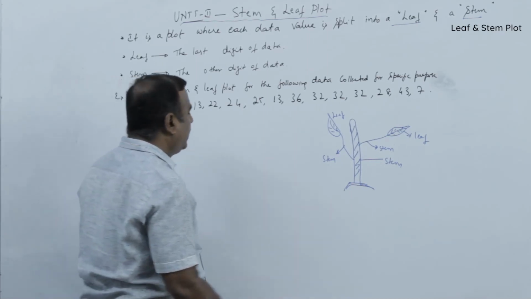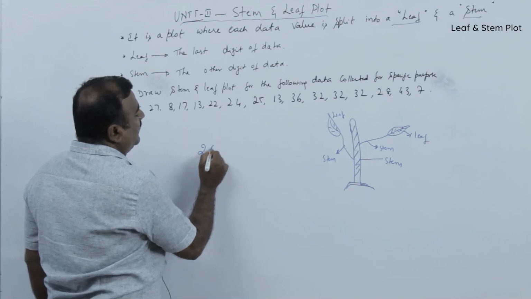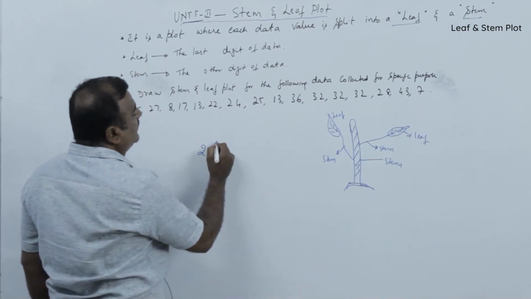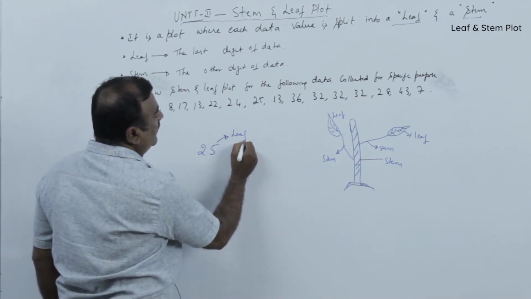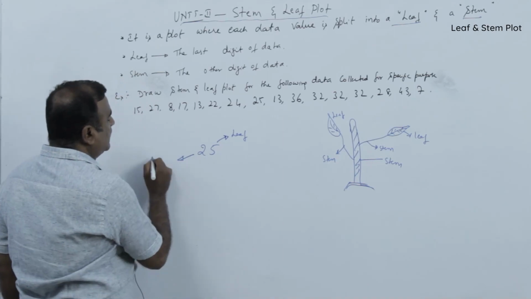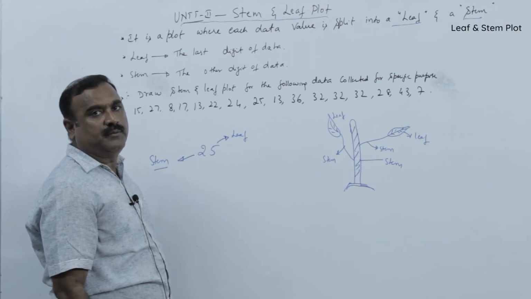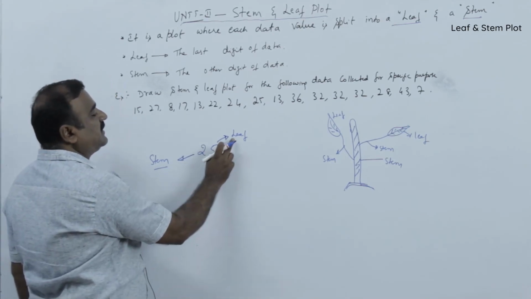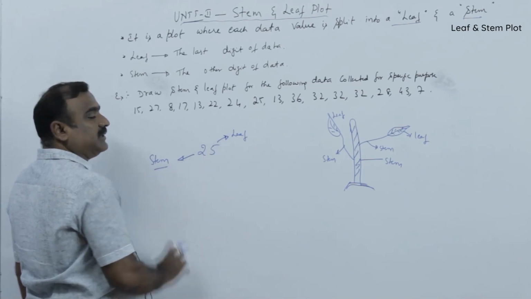For example, the data given to you is 25. In this, the last digit we are going to organize, we call it a leaf, and the other digit we call a stem. It is nothing but the tenth place. The last digit place we call a leaf, and the first digit place we call a stem.